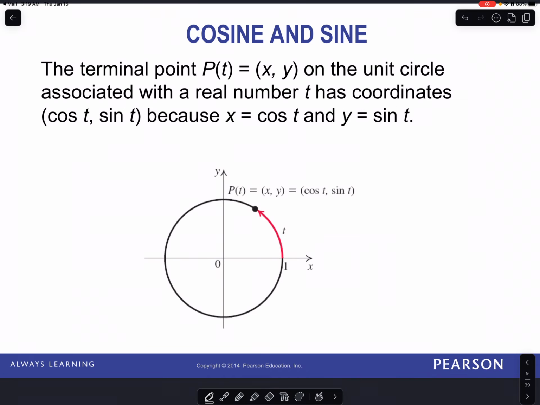So cosine and sine. The terminal point P of t equal to x, y on the unit circle associated with the real number t has the coordinates cosine, sine, because x equals the cosine of t and y equals the sine of t. All right, so we have a point P. Then you can see here t is the arc length associated with that point. And again, x is the cosine of t, y is the sine of t. Once we have sine and cosine, we can generate the remaining trig functions.